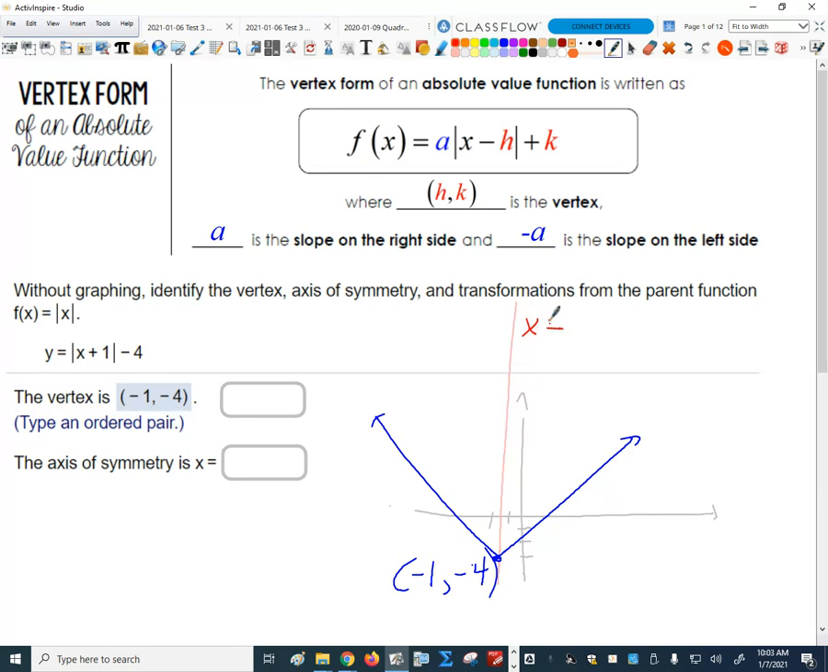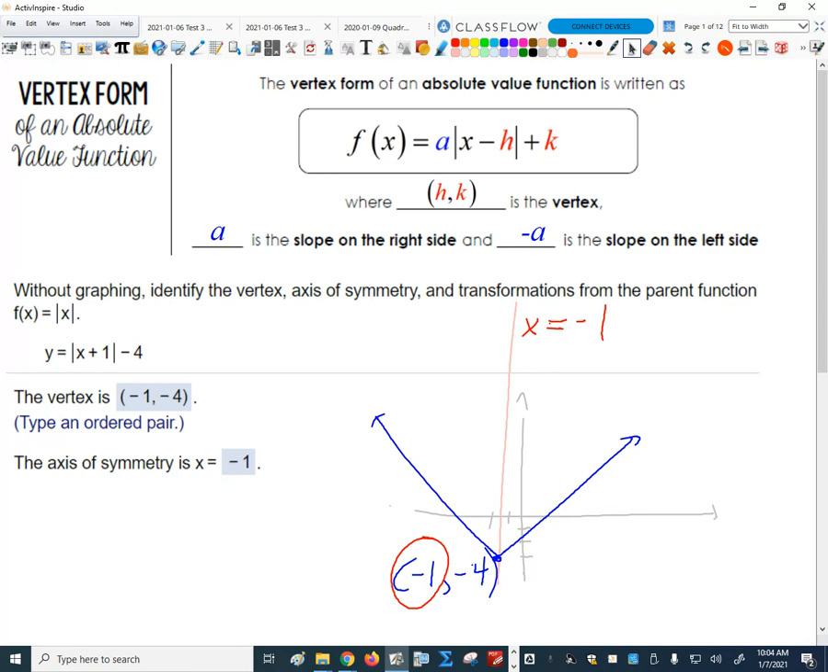Exactly. And that's how we name a vertical line, isn't it? We name a vertical line by its x coordinates everywhere, right? So whatever the x coordinate of the vertex is, it's a vertical line through that point. And so we could say in general then that the axis of symmetry is always going to just end up being x equals h.